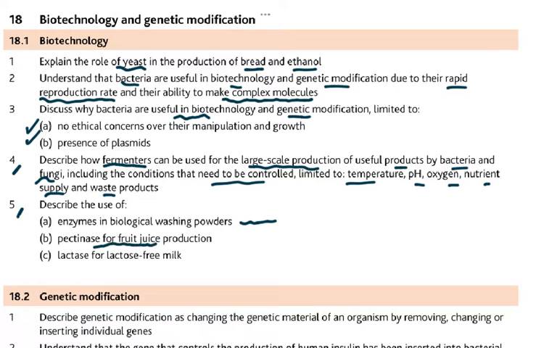Then pectinase for fruit juice production. We want clear fruit juice. We don't want the particles of lignin and pectin in it. So we want it clear, so we use pectinase. And then we use lactase for lactose-free milk. Some people are intolerant to lactose and they get bloating and problems, pain in their abdomen. So we have to get lactose-free milk, because lactose is a sugar which is found in milk. So all these are in 18.1, in which we're going to be discussing biotechnology.